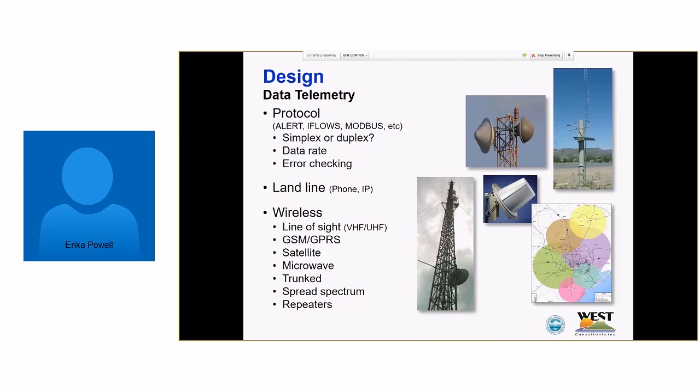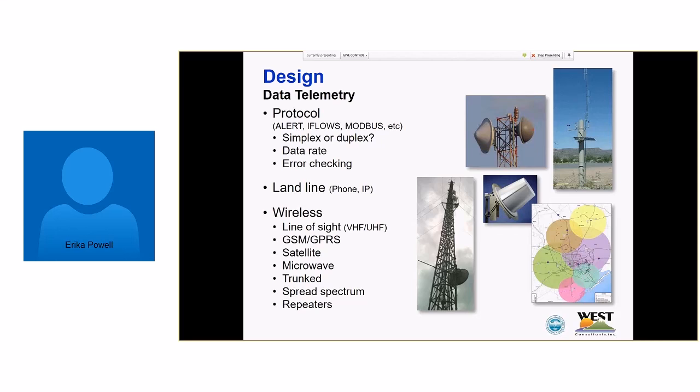If you have a bunch of gauges out in remote areas, you need to figure out how to get the data from the remote sites into a central computer or some other device to receive that information, and there are all different kinds of protocols, ALERT being a common one out here in California. I will get to that in a minute. Landlines are a possible source of data communication, or internet-enabled devices that connect directly to the network.